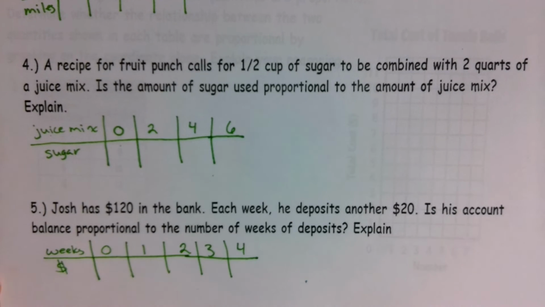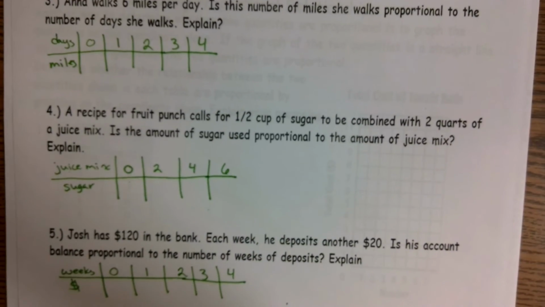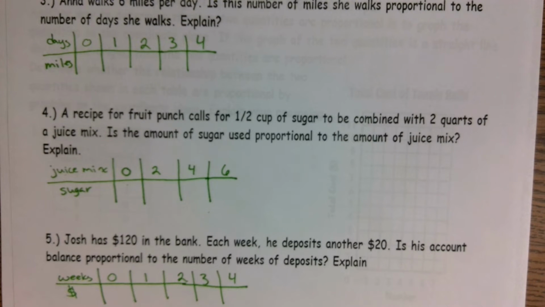I want you guys to go ahead and fill in those charts and then identify whether they are creating proportional relationships or not. And if they are proportional, what was the unit rate? All right, let's go ahead and go over this real quickly.